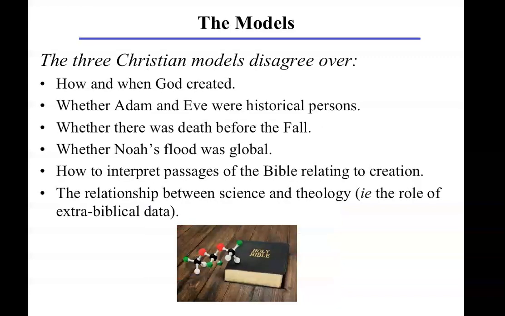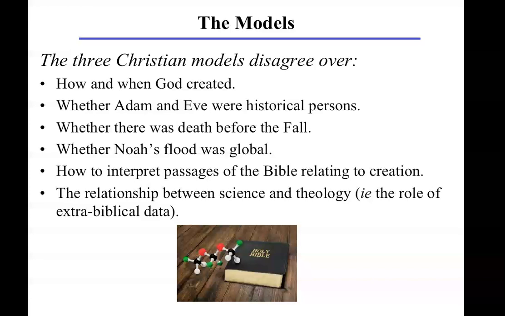At the same time, they're going to disagree on some of these aspects. They're going to disagree over the how and when of God creating. They're going to disagree over Adam and Eve as historical persons, or even what species Adam and Eve were. They're going to disagree over whether there was death before the fall or not, whether the flood was global, and so on and so forth. And those disagreements are going to stem in large part from this last point. The models are going to disagree because they disagree about the relationship between science and theology.